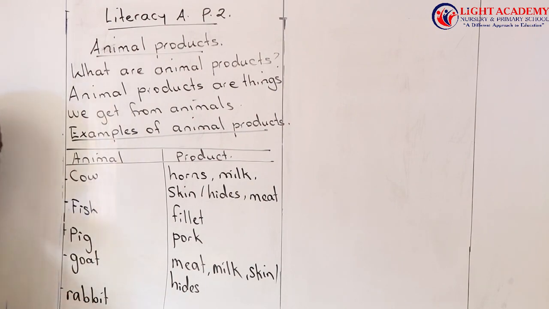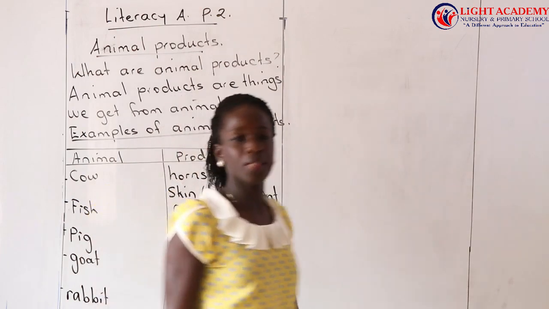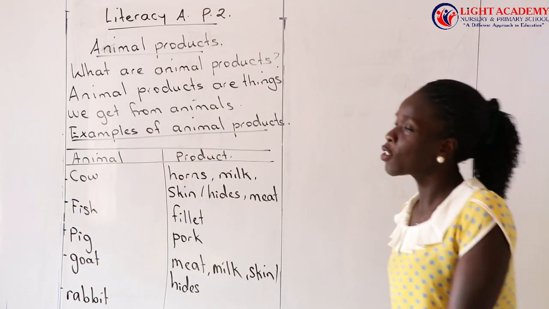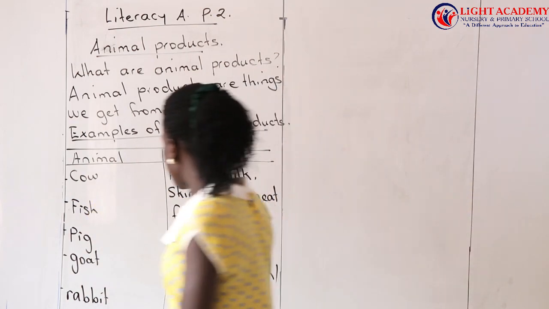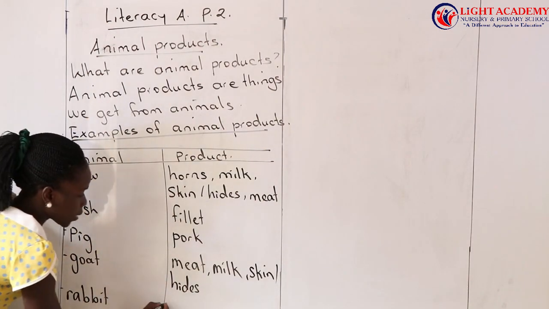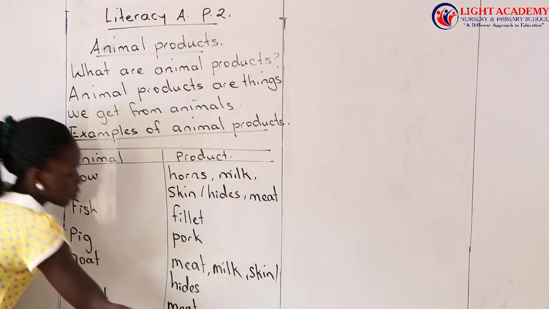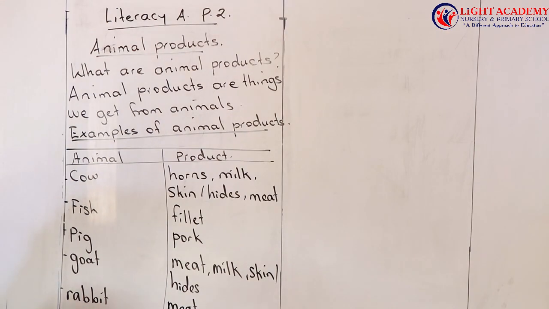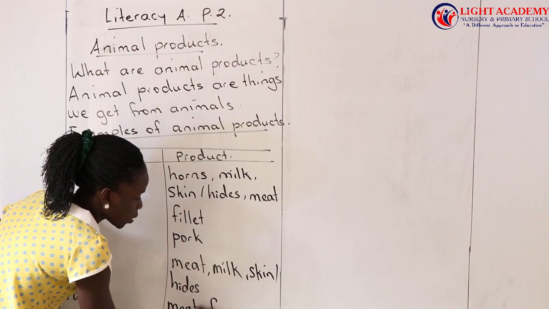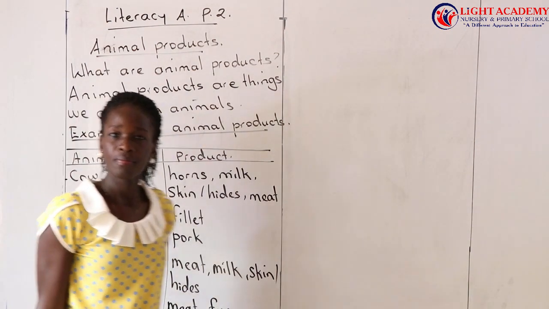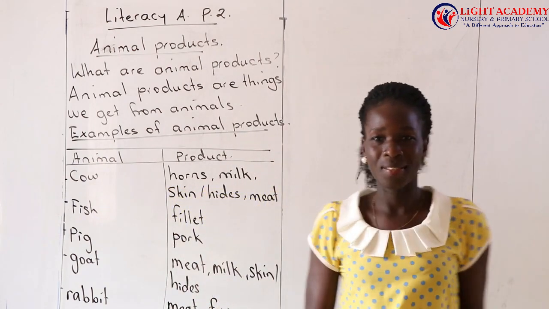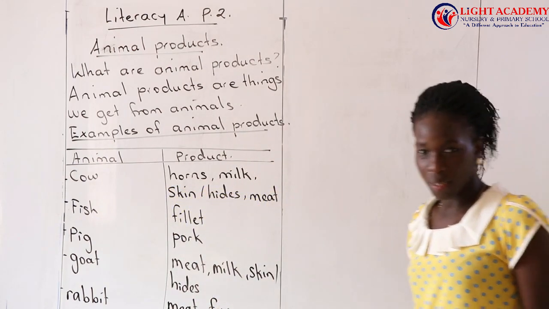Look at an animal like the rabbit, a small animal that you raise at home. It looks so nice, so beautiful. The rabbit provides us with what's called meat. Some people eat the meat of a rabbit. Rabbits also provide us with what we call fur. The fur, that is the hair of the rabbit, is called the fur.